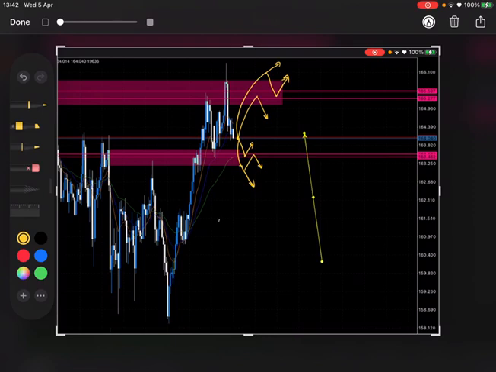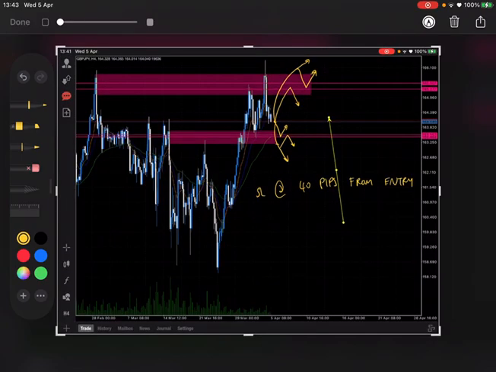Okay? So, again, place your SL at 40 pips. Always place your SL to manage your losses. If you are not willing to lose your whole account, place your SL. Okay, so after entering, just count 40 pips from your entry and that will be your SL.